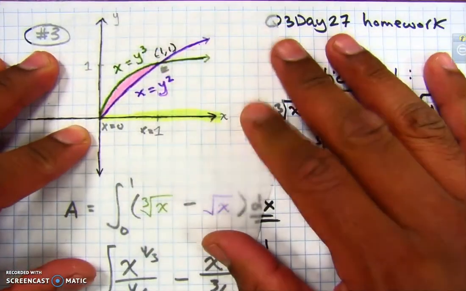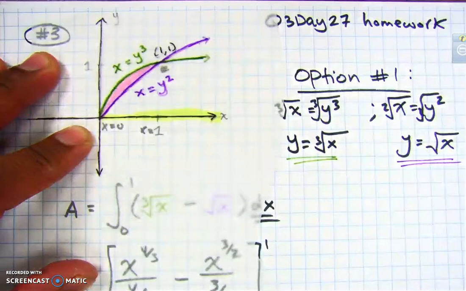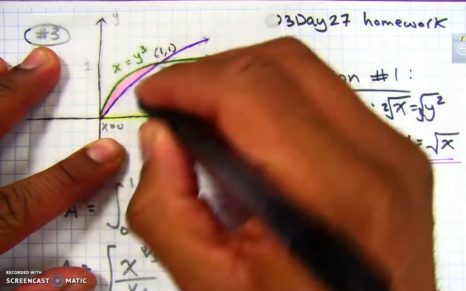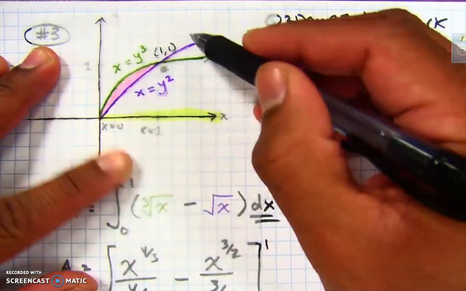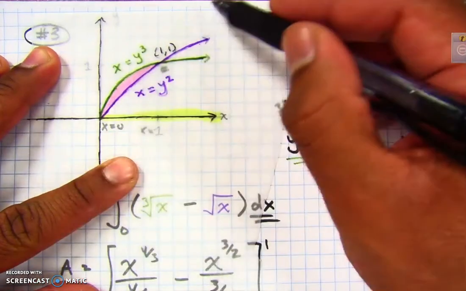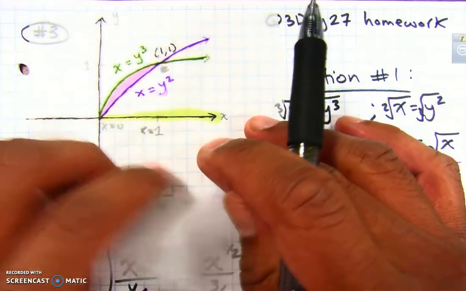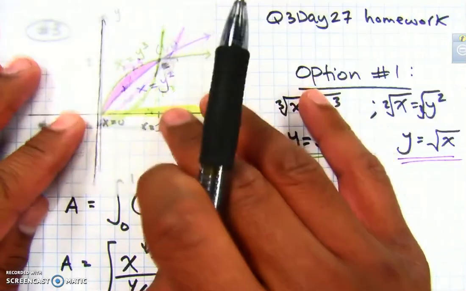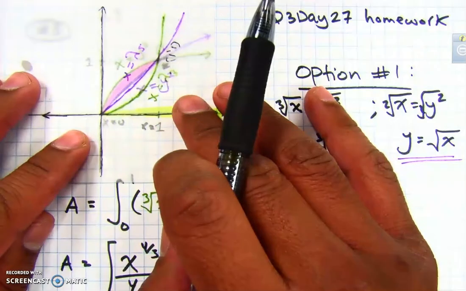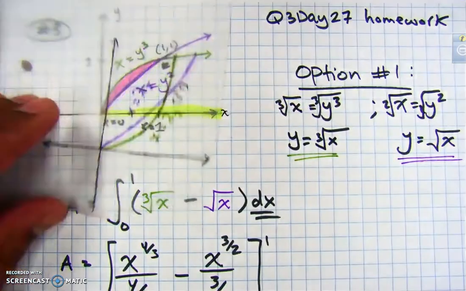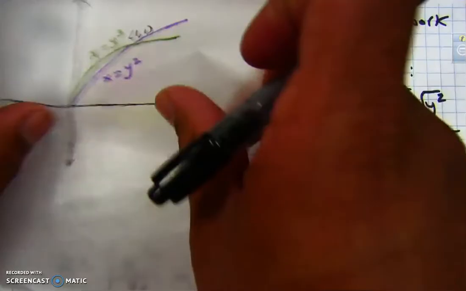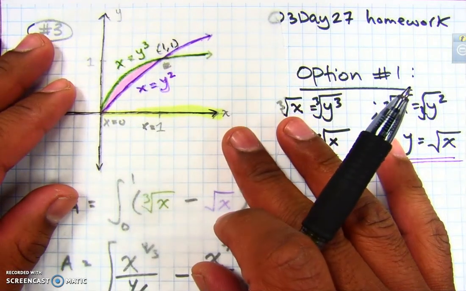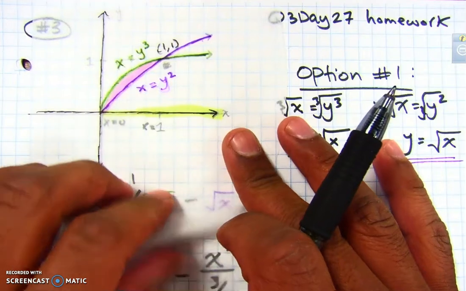So if I reflect my function along the line y equals x, the diagonal line that cuts through the origin, then I am going to get this graph here. So I'm going to reflect my function across the line y equals x.